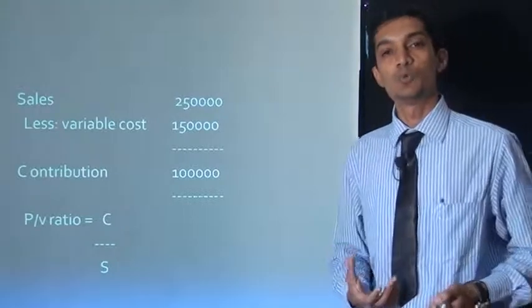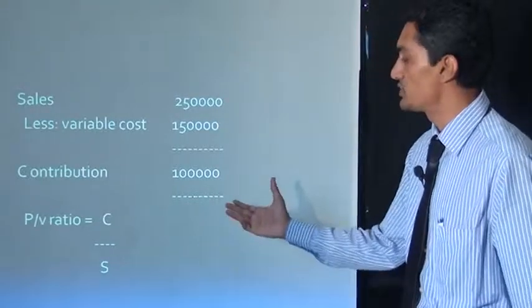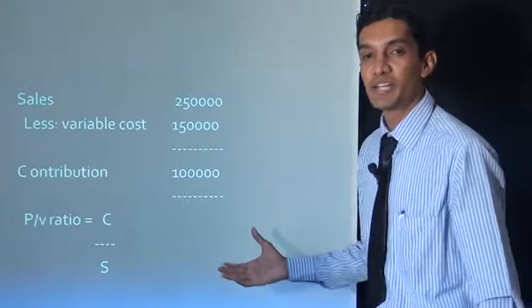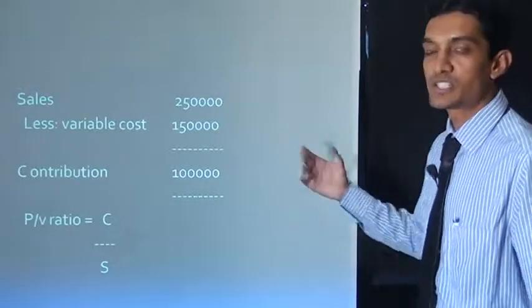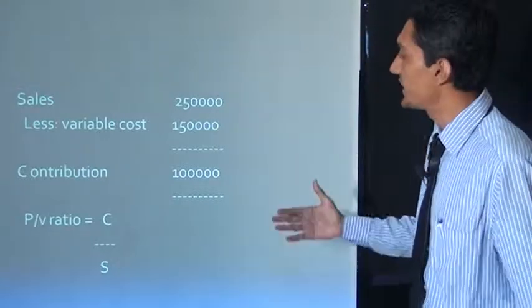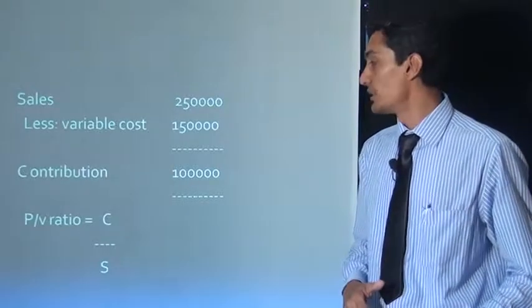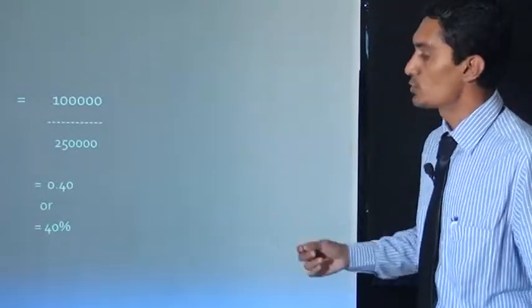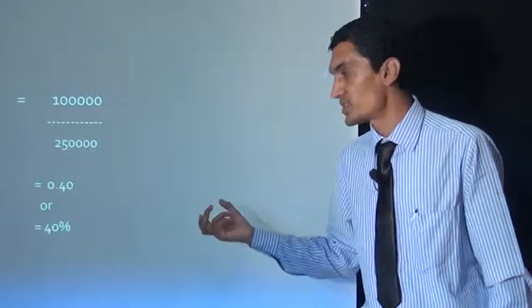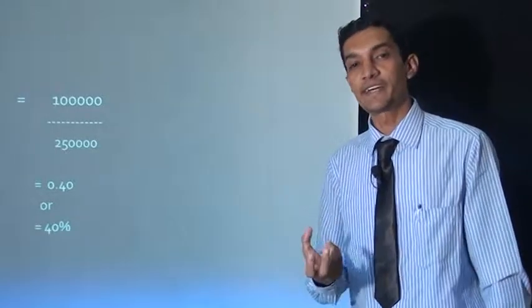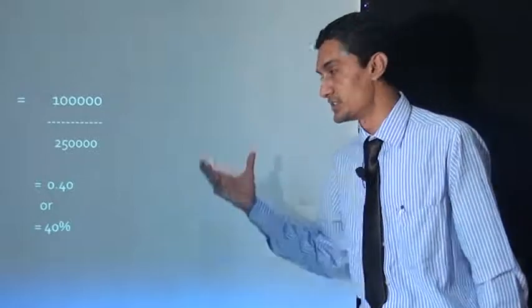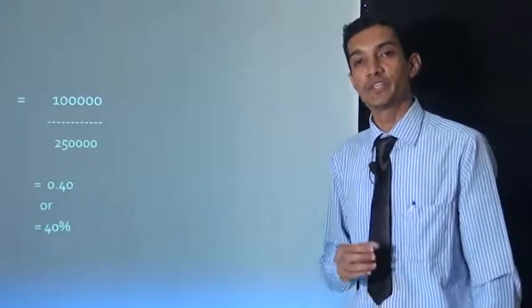Now we move on to the PV ratio. PV ratio is equal to C, contribution, divided by sales. Our sales are 2,50,000 rupees. So 1 lakh divided by 2,50,000 is 0.40 as a proportion, or 40% as a percentage. This is the basic idea of the PV ratio.